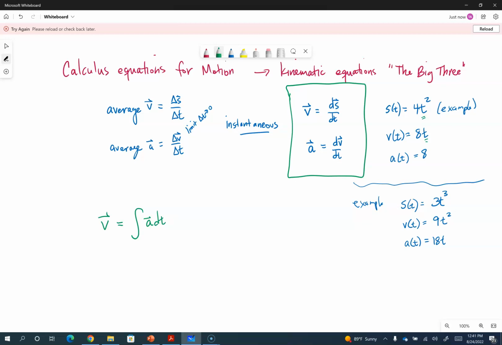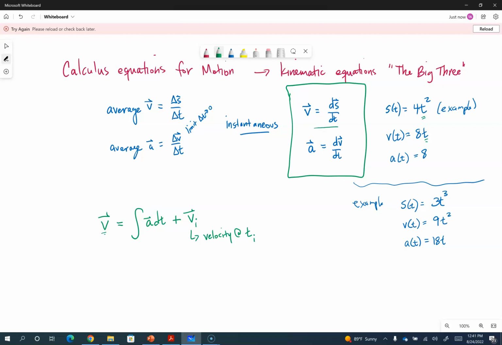Now, in terms of the constant of integration, our constant of integration ends up being the initial value of the velocity. So meaning the velocity at time initial, which time initial is often 0 seconds. We just need to know what that initial velocity happens to be in order to complete our equation.